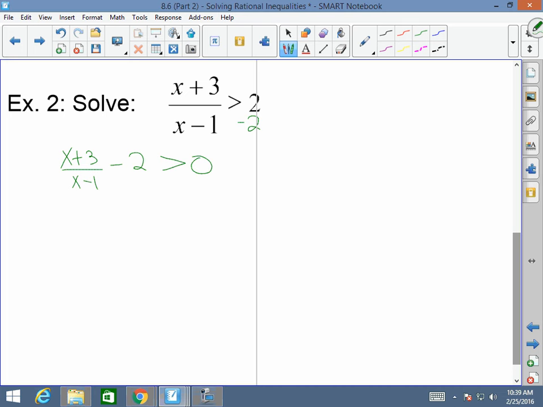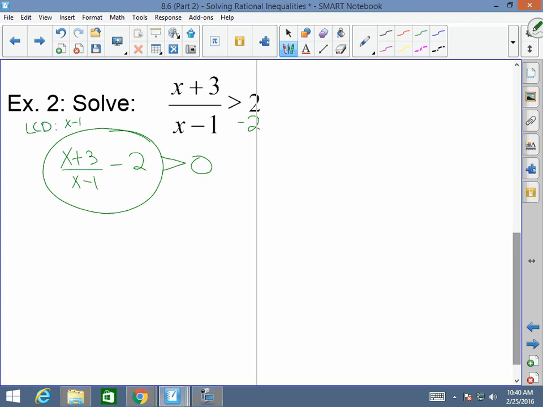I wish that we could start from here. But don't I need one single rational expression on one side? So how do I make this one single rational expression? LCD, yes. Old skills coming back to either help you or haunt you. It's your choice. So what's my common denominator here? My LCD here is x - 1.